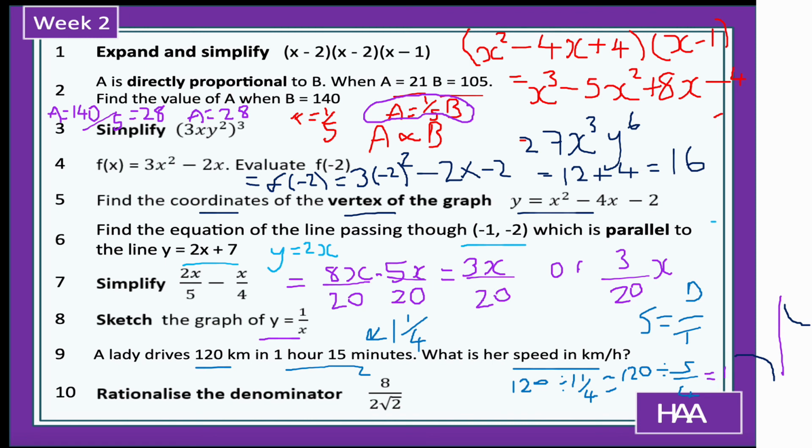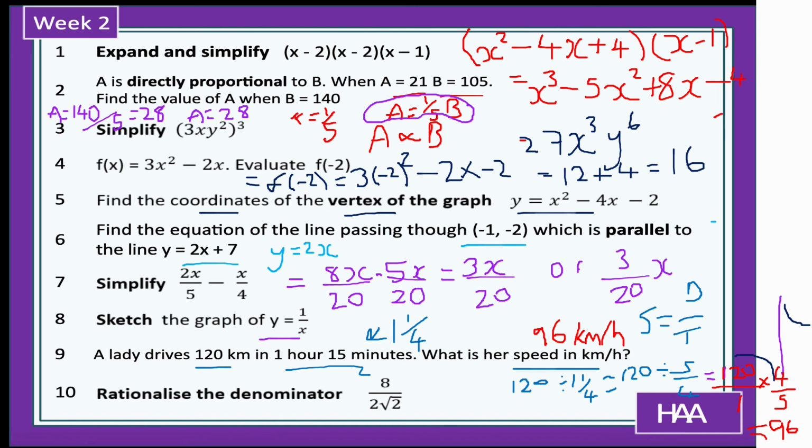Let's just change colour actually because it's quite purpley here, sorry. So 120 over 1 times 4/5. Okay, working this out, guys, 120 over 5 is 24. 24 times 4 is 96. So her average speed, or her speed, is 96 kilometers per hour. So making sure, guys, that you always check your unit. Okay, so it's kilometers per hour.